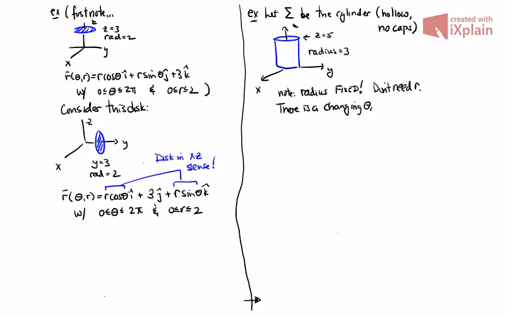And a changing z. So what we'll do is we'll use those two. So it's an interesting mix. We'll do theta and z. So in the xy direction, we want a circle of radius 3. So we'll do 3 cosine theta i, 3 sine theta j.